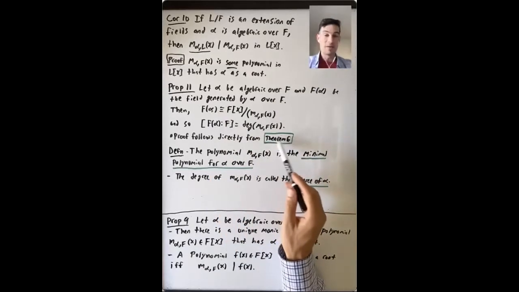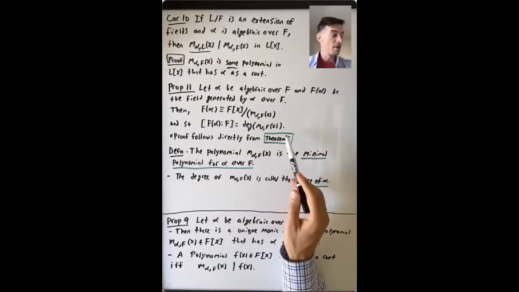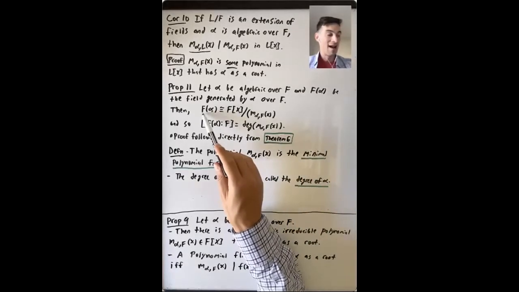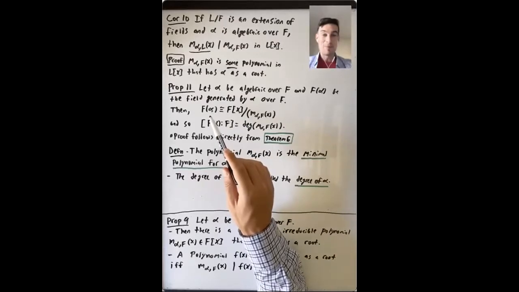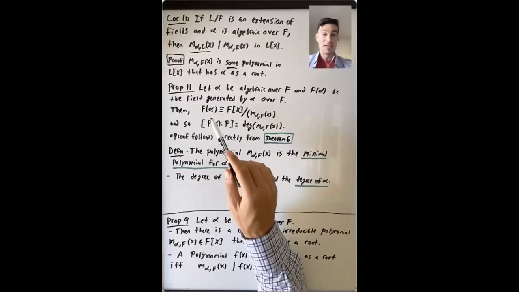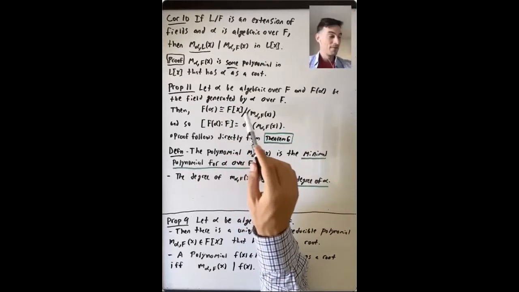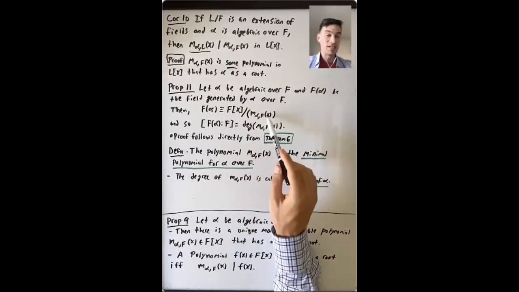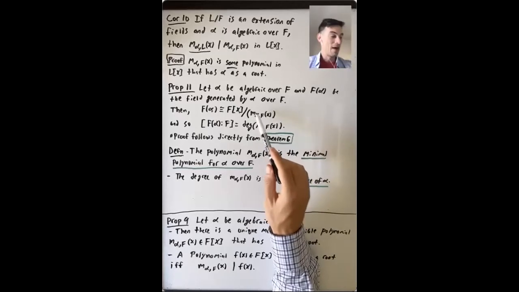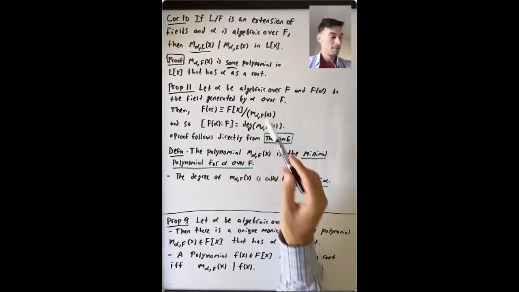The proof follows immediately from this theorem 6 from last time, which relates the field that you get, the field generated by alpha over F, where alpha is a root of an irreducible polynomial contained in some extension of F. What's that polynomial that alpha is the root of? It's the root of this irreducible polynomial M alpha F of x.